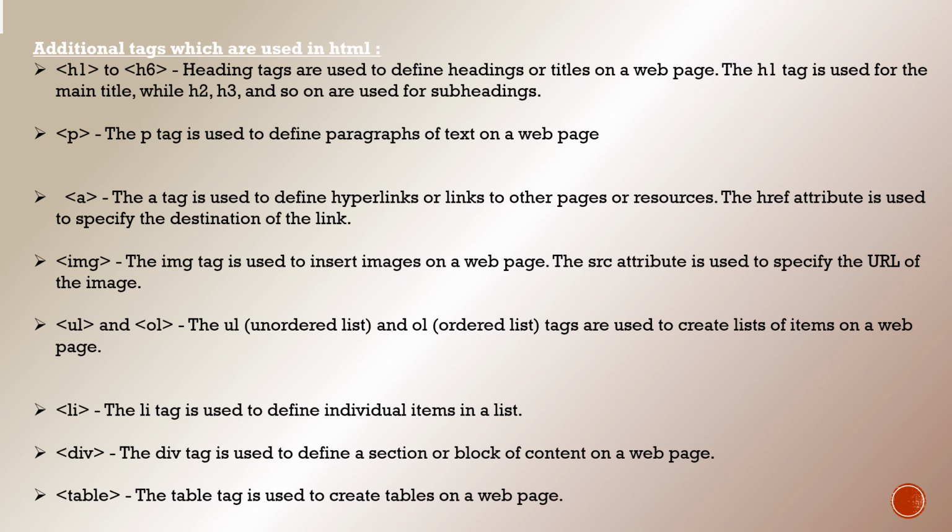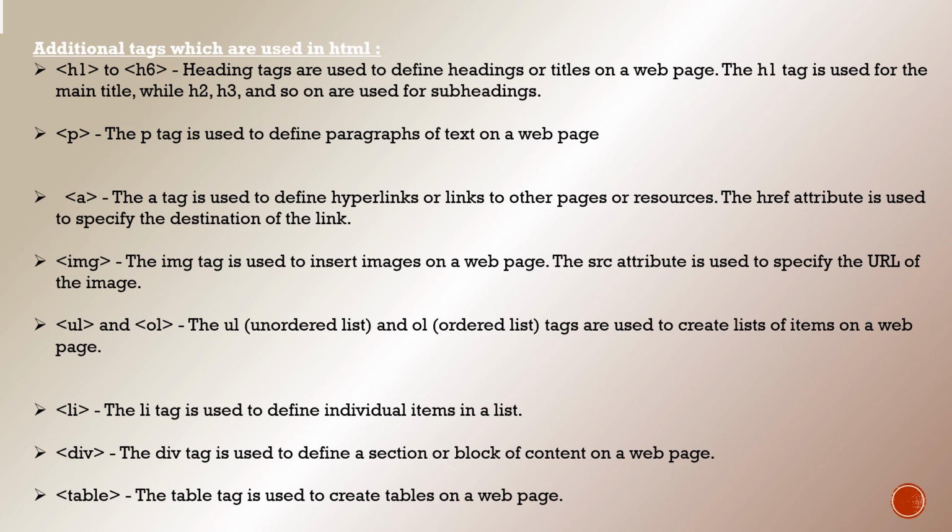This is the A tag. The A tag is used to define hyperlinks or links to other pages or resources. The href attribute is used to specify the destination of the link. The next one is the image tag. The image tag is used to insert images on the web page. And the src attribute is used to specify the URL of the image.